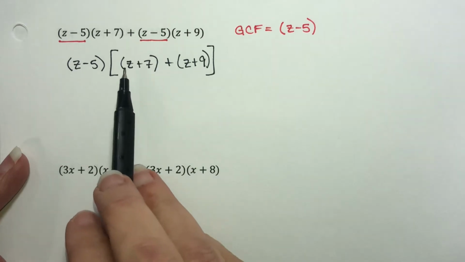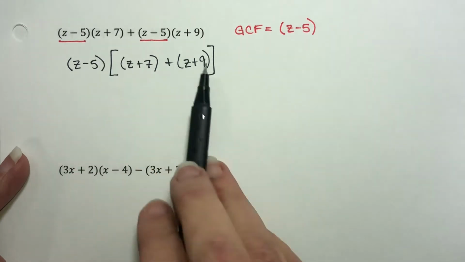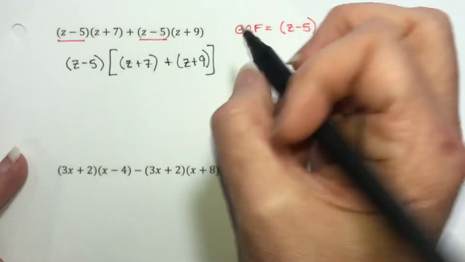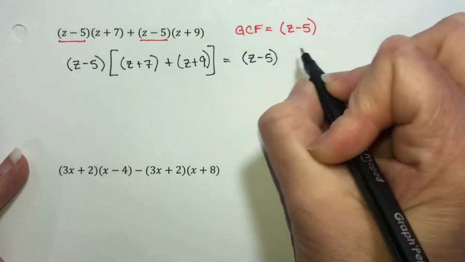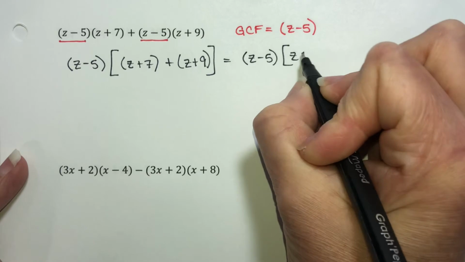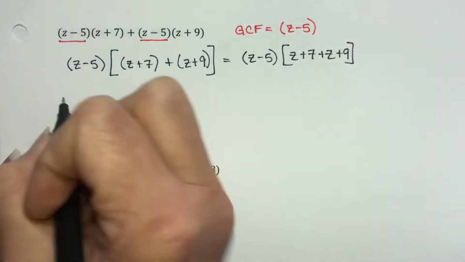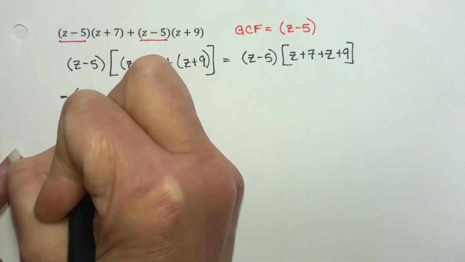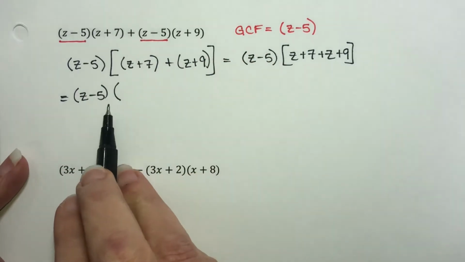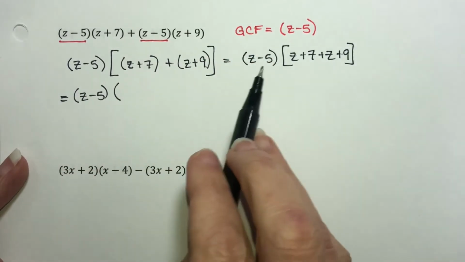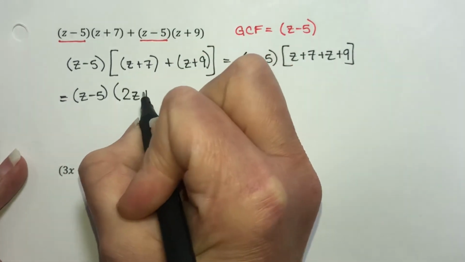Now let's simplify inside here. Here we're just adding two polynomials. There's no multiplications going on, so the parentheses don't even really matter. This is the same thing as z minus 5 times z plus 7 plus z plus 9. Now let's combine like terms in there. We have z minus 5 times, I'm going back to parentheses because I don't have parentheses inside anymore, 2z plus 16.